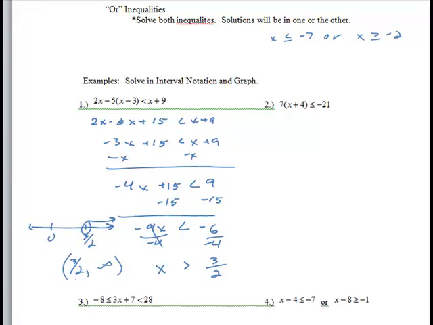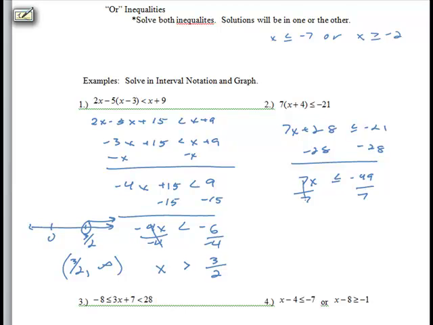Example 2, another linear inequality. Simplify each side, distribute that 7. All the variables are already on the left-hand side, so isolate that variable now, subtract 28 from both sides, and divide by 7. Now it's a positive 7, so it's not going to change the sign in this case. So we solved the inequality, x is less than or equal to -7. Graph it, and interval notation.